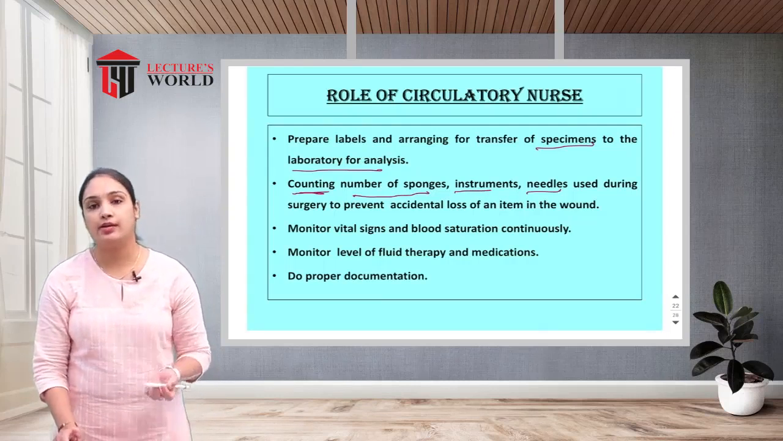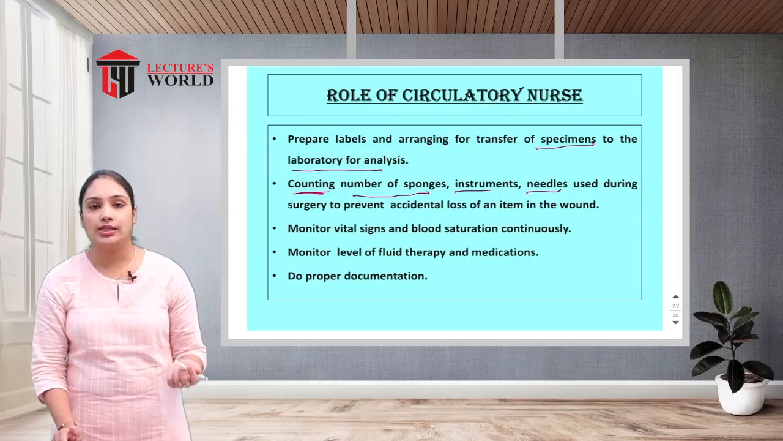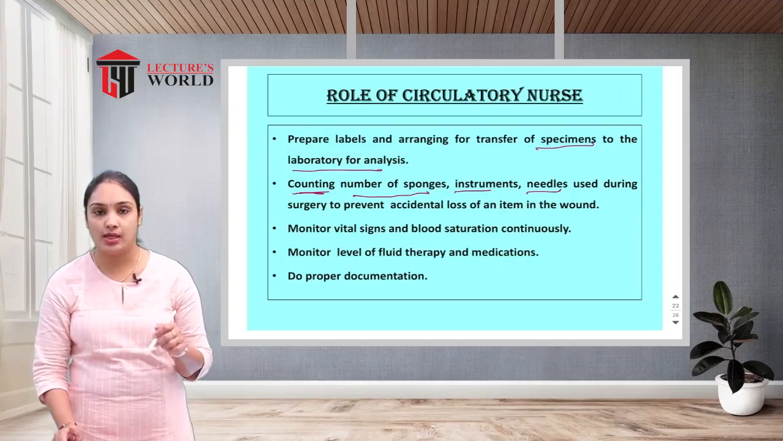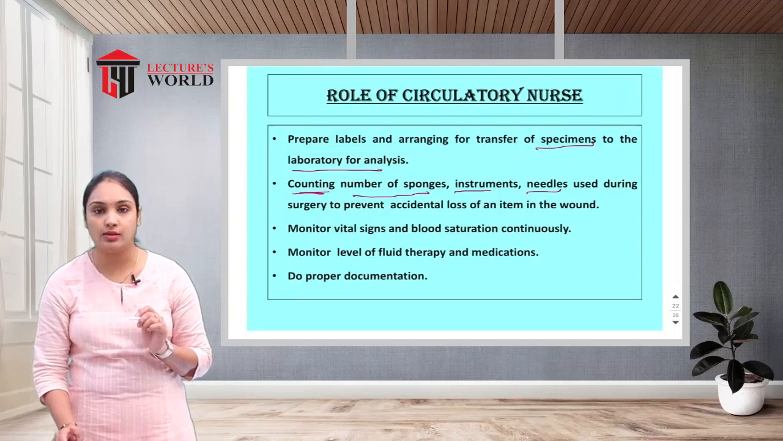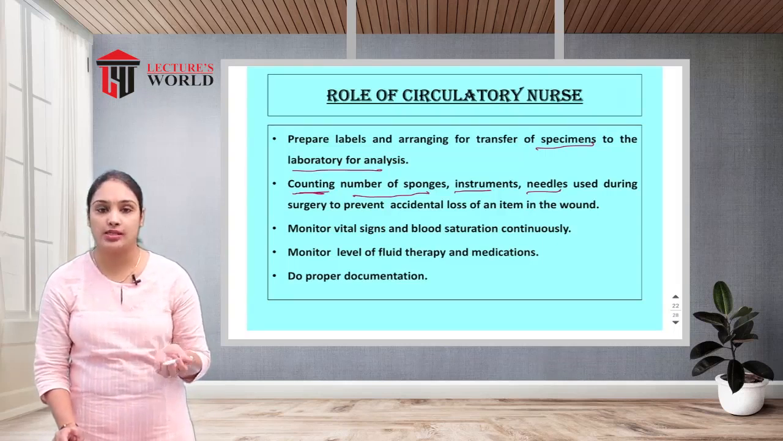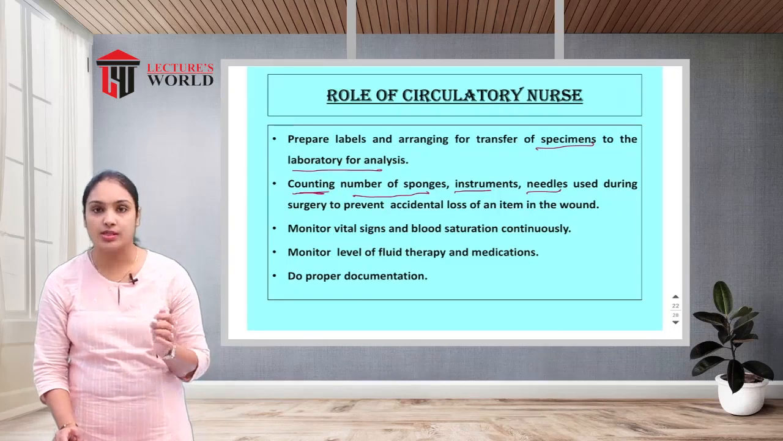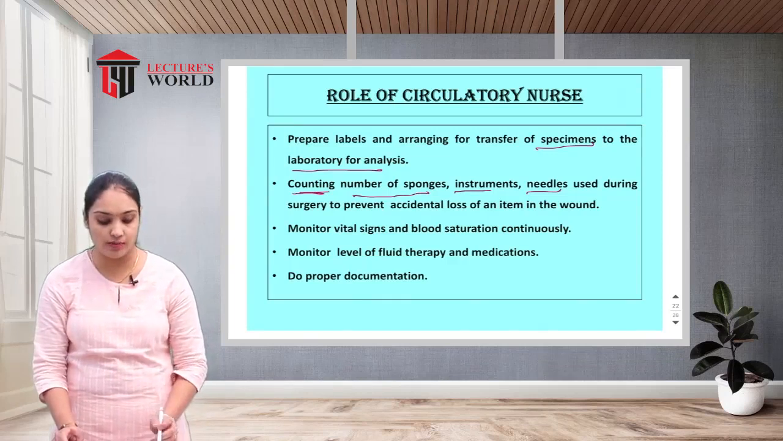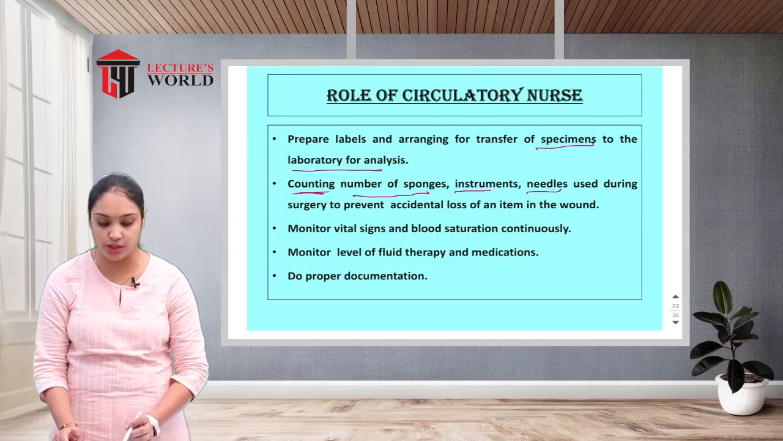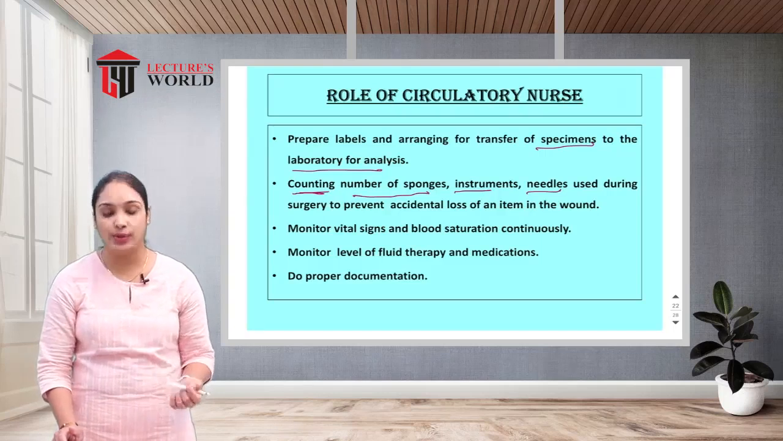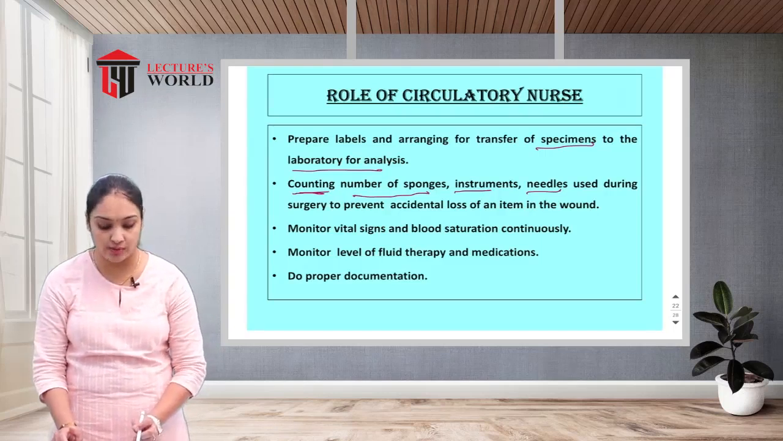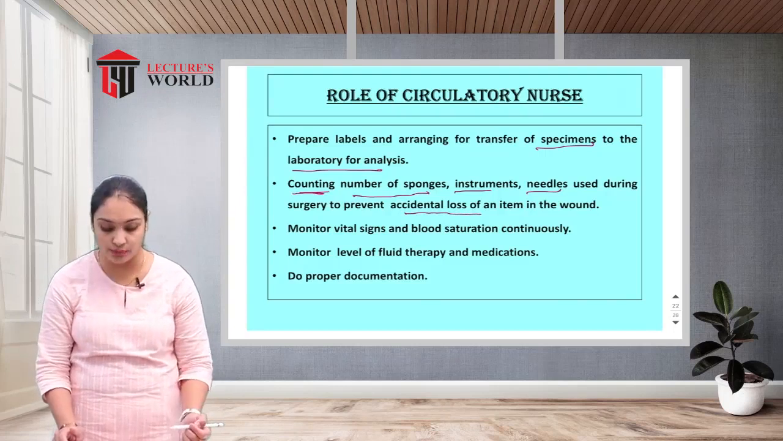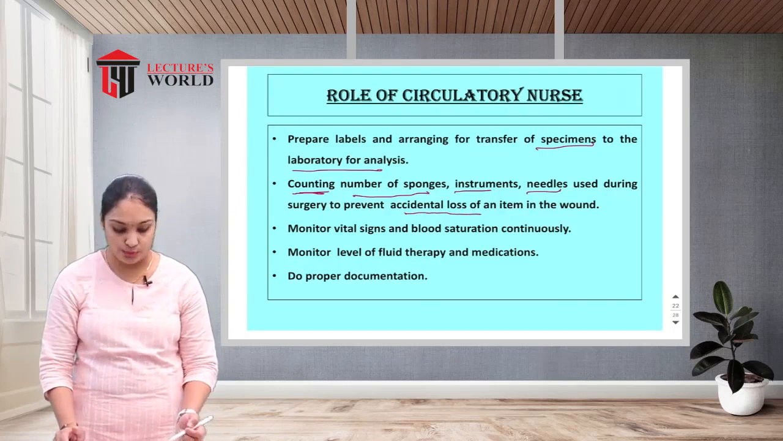We have already heard about that. In surgery, cases have occurred where something is left in the operating part, in the patient's body, such as gauze, scissors, a needle, anything. So for prevention of that complication, we have to count the number of sponges, instruments and needles we are going to use during the surgery, so we can prevent accidental loss of that item into the wound.